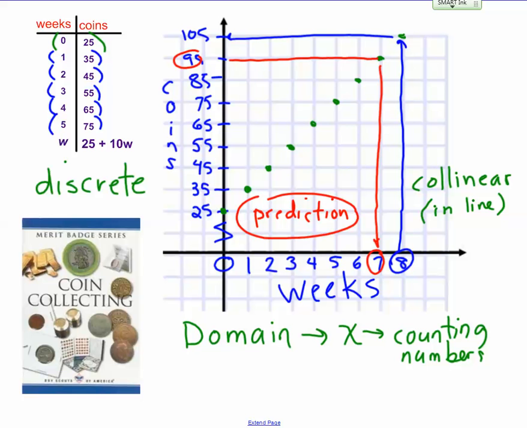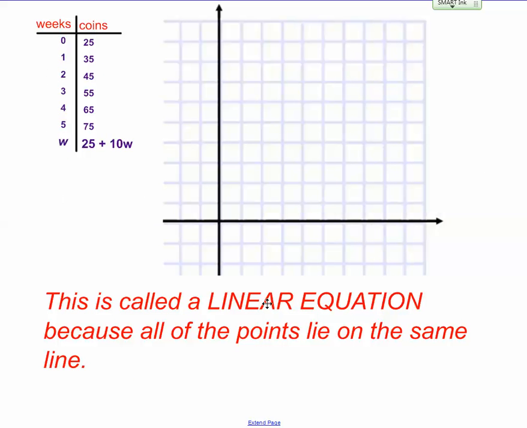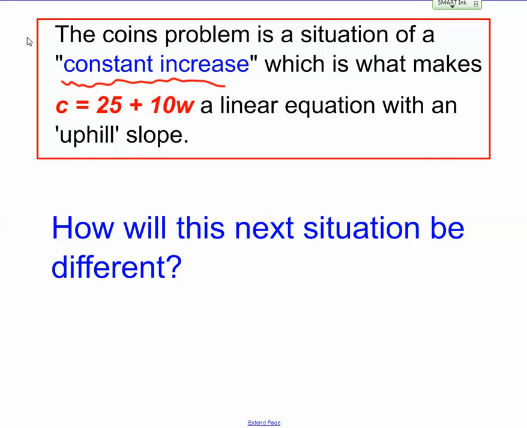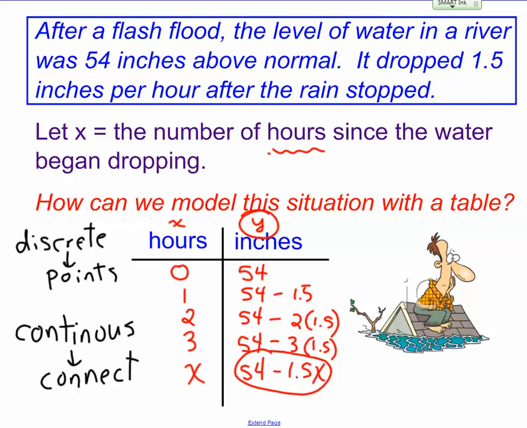So now we've had 3 models. We've had a table, we have an equation, and we have a graph. It's called a linear equation because all of the points lie on the same line. And this is an example of a situation where we had a constant increase. The increase was 10 more coins a week. So we have a linear equation with an uphill slope because it's constantly getting bigger for the number of coins as time passes. And I said, how will the next situation be different? So this is about a flash flood. The water level in the river was 54 inches above normal.